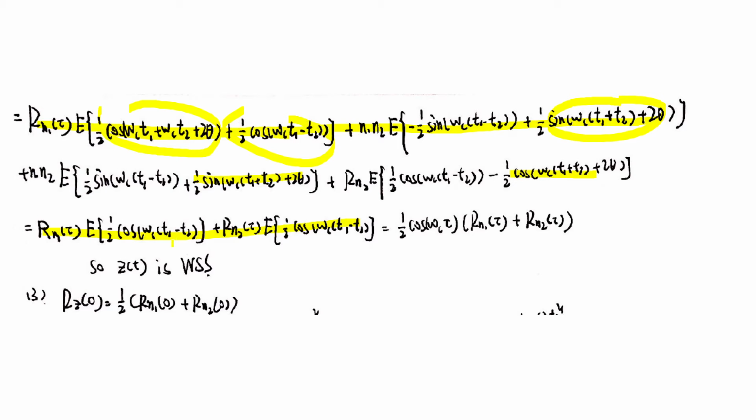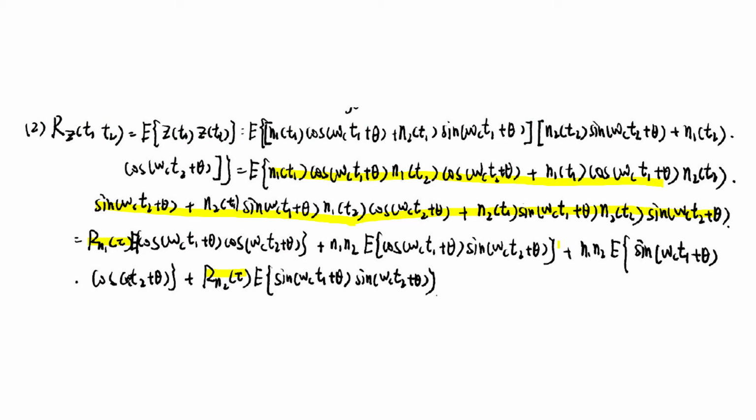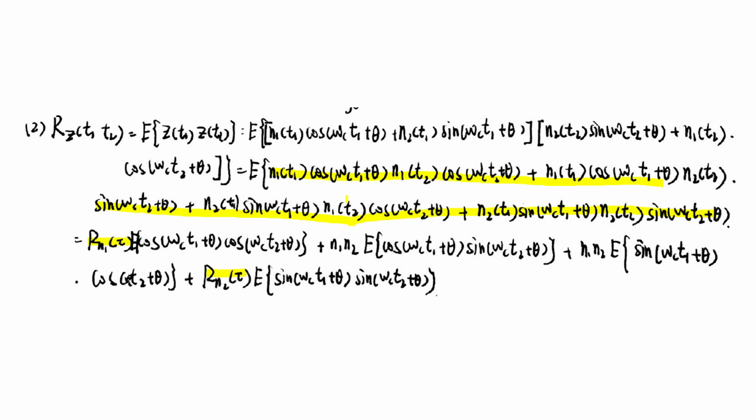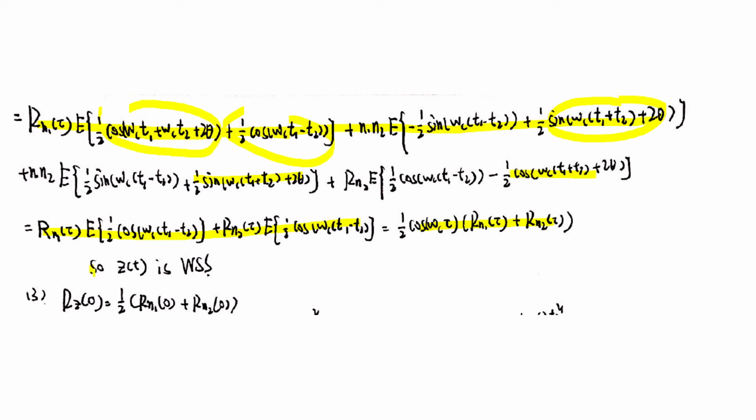And t1 minus t2 should be τ. So we can just transform it like this. So we can see that R_Z(t1, t2) is only dependent on τ, where τ equals t1 minus t2. And also E[Z(t)] is a constant, it equals 0. So Z(t) is WSS. So Z(t) is WSS here.